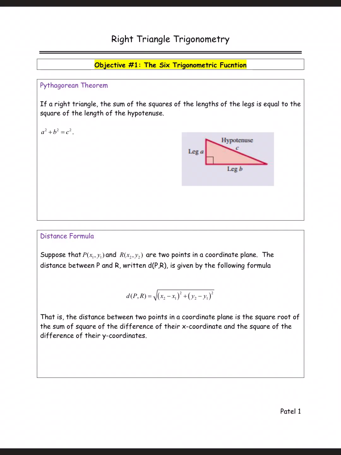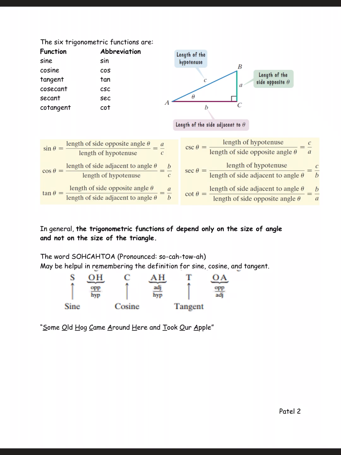That is, the distance between two points in a coordinate plane is the square root of the sum of the squares of the difference of the x-coordinates and the square of the difference of their y-coordinates. The six trig functions are sine, cosine, tangent, cosecant, secant, and cotangent.